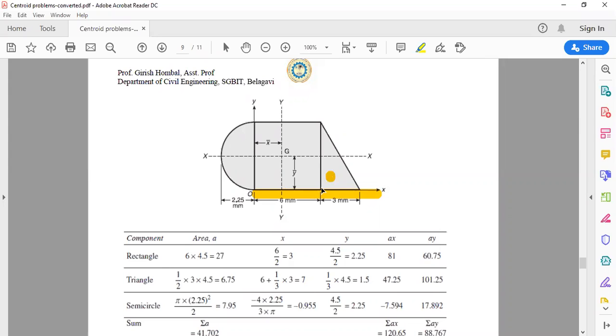which is 1/3 of the depth, because we are proceeding in this manner, that is, in the vertical manner. And vertically the triangle distance is 4.5. So it is 1/3 of 4.5, which is 1.5 meters. So this is about x bar and y bar for the right angle triangle.